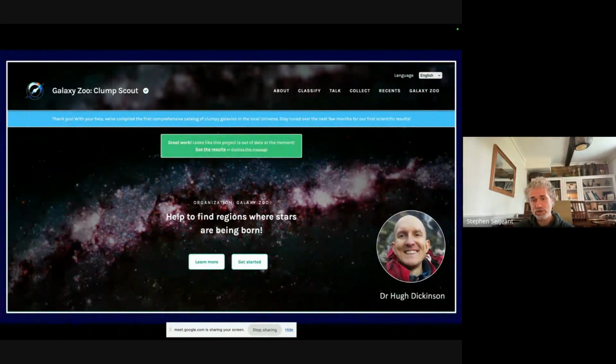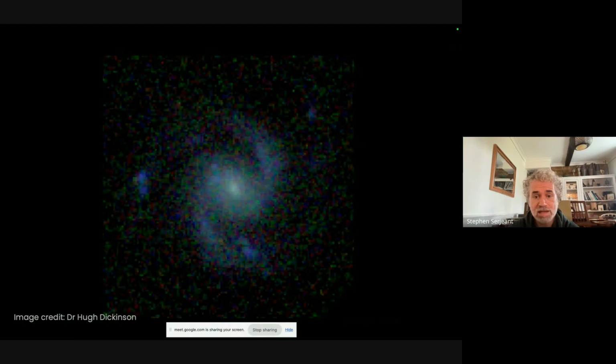And so Hugh created a citizen science project, another citizen science project, asking for volunteers to identify clumps in galaxies. And so you might have a galaxy like this, and you might be looking for star-forming clumps of galaxies like this. So in these clumps, there's a lot of stellar birth going on.